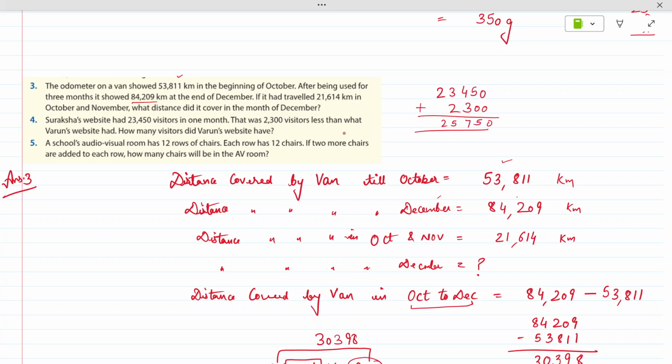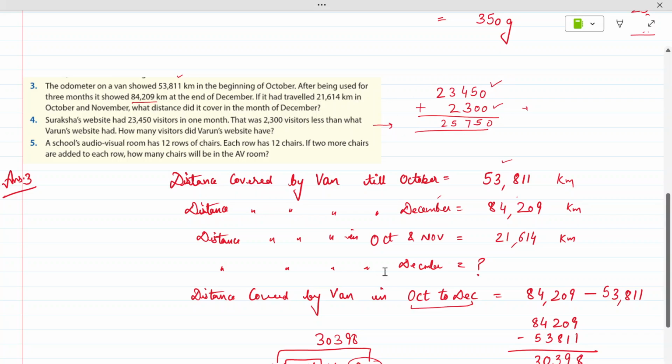Okay, again I am repeating, we know the visitors in Suraksha's website and we know it is 2300 less than Varun. So that means if we have to find Varun's, we have to just add 2300 to Suraksha's website and we will get the visitors in Varun's website. So this is the way we have to do calculation in this question.